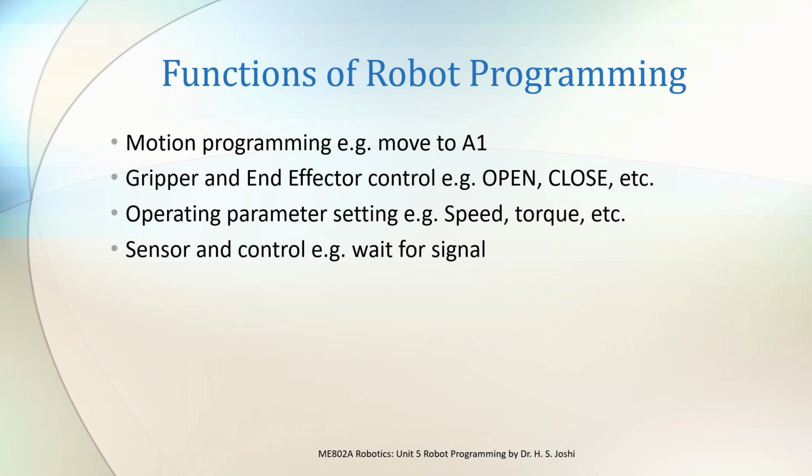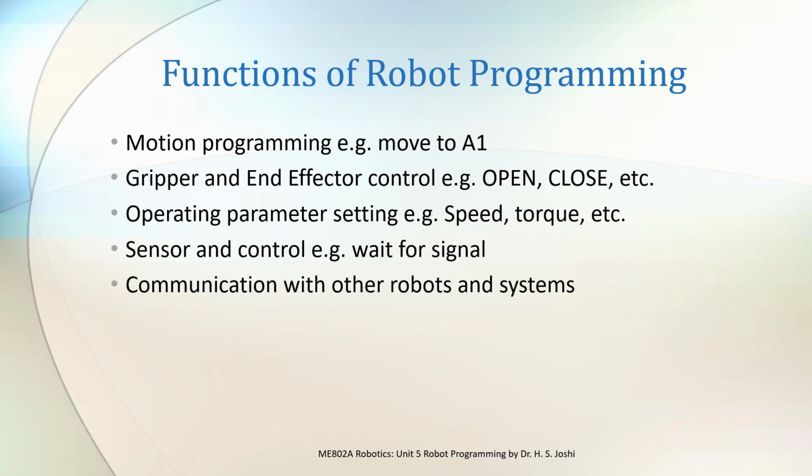Next one is sensor control. As we have discussed earlier, the sensors are basically the intelligence of the robot. So we need to use some commands for activating the sensors. Some of the sensors may be always active. Some of the sensors may be activated whenever they are required. Some of the sensors will be used as interlocks. So what has to be done with these sensors and how they are supposed to be operated will be based upon the sensor commands, which are also a function of robot programming.